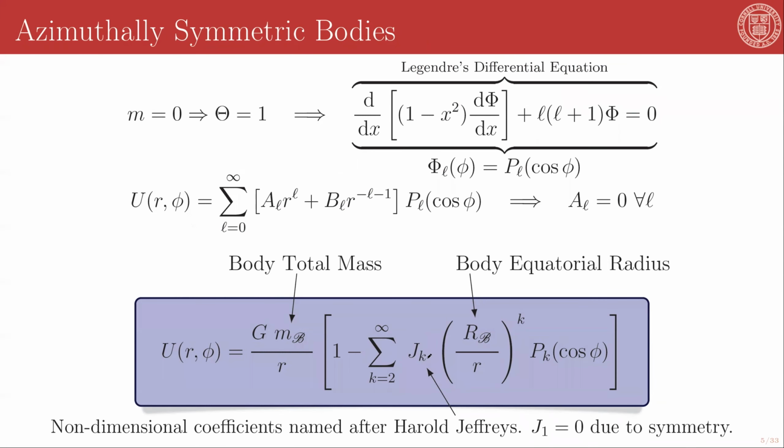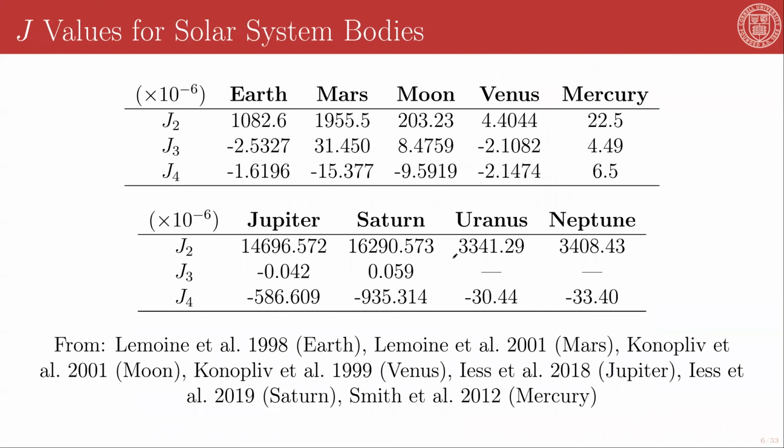These J coefficients map to the effects of increasing degrees of non-uniform mass distribution in a latitudinal sense. So the first of these, J2, is the equatorial bulge of the planet and is the primary Earth oblateness term, or any planetary body oblateness term. We can take a look at the values of some of these for solar system bodies, which we have tabulated here, drawing from a variety of different sources.